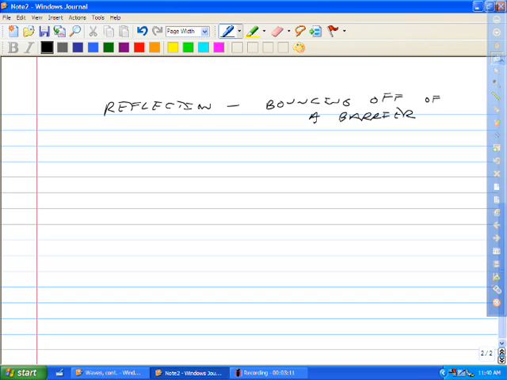Now, one of the most common examples of that is, what am I holding? Hammer. How do you know? It looks like a hammer. How does it look like a hammer? Because the light is reflecting off of it. Light waves are reflecting off of this hammer and then bouncing to your eye.